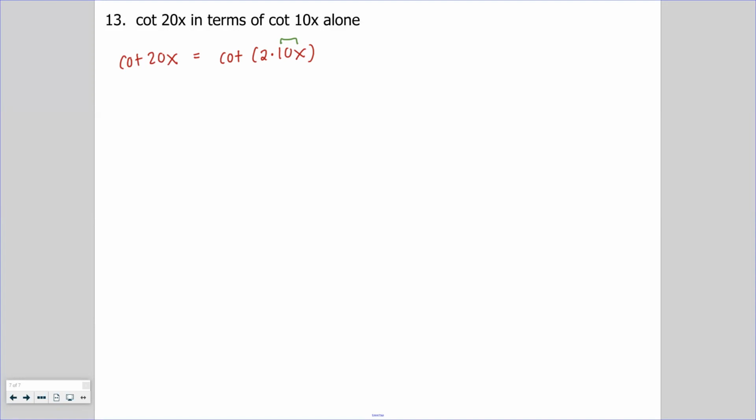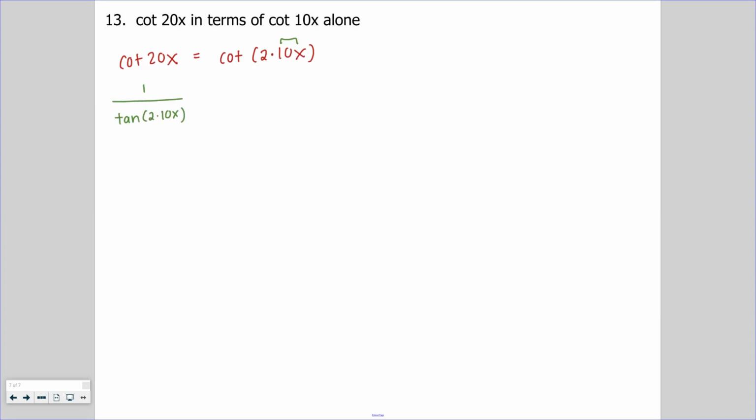There's only an expansion for the tangent of 2 times an angle, not the cotangent of 2 times an angle. So the first thing we have to do is convert this into tangent, do the expansion, and then reconvert tangent into cotangent to get our final answer. So the cotangent of 2 times 10x is the same thing as 1 over the tangent of 2 times 10x. And now we have an expansion that we can actually apply for the tangent of 2 times some angle.